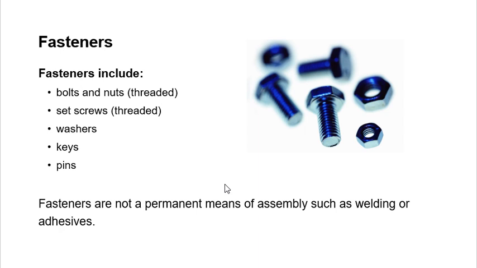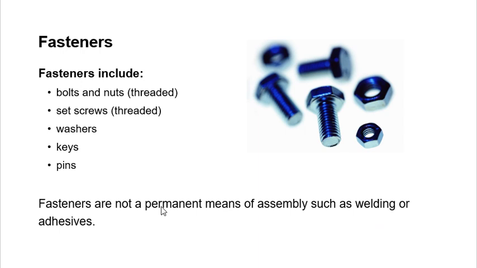So your fasteners, you have bolts and nuts, we have set screws, we have washers, we have keys, and we have pins. So these are all your fasteners that you need to know when we do our drawings. Of course, the fasteners are just a temporary joining of the two parts together. Okay, they're not permanent means to join or mate the parts like welding or some strong adhesives.